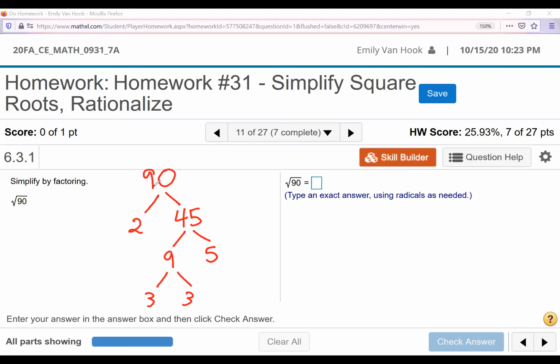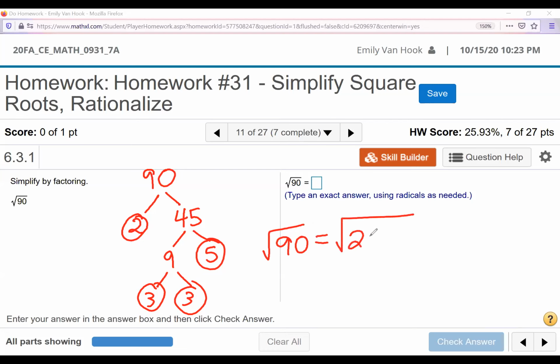So again, I started with 90. You could break this down in any order if you do it this way. I'm going to circle my prime factors right now. The prime factors are the ones that can't be broken down anymore. So I have 2 times 3 times 3 times 5. So here's another way to simplify a square root. I can write the square root of 90 as the square root of 2 times 3 squared times 5.